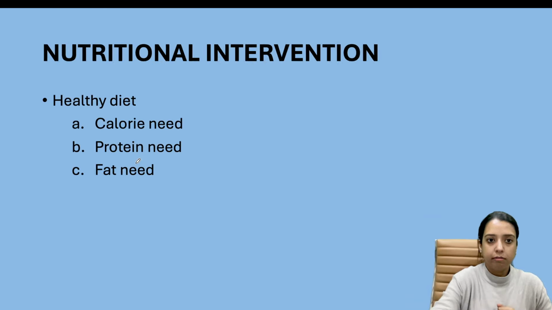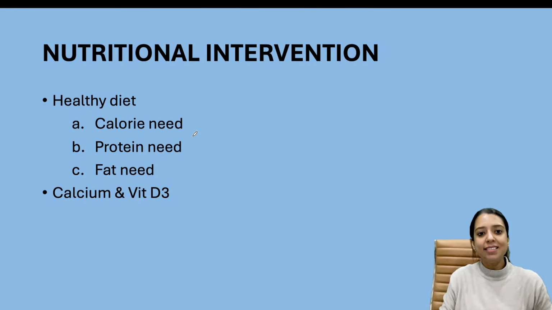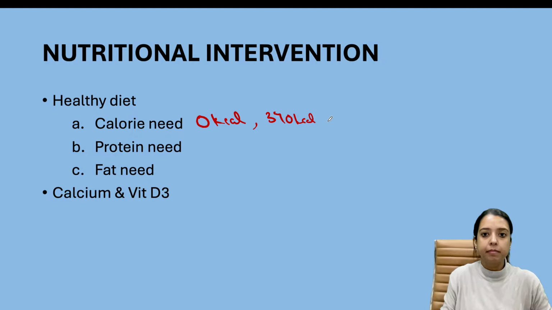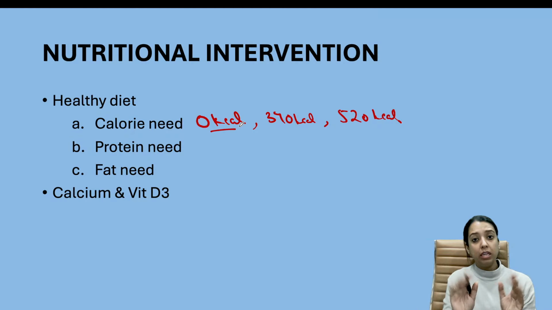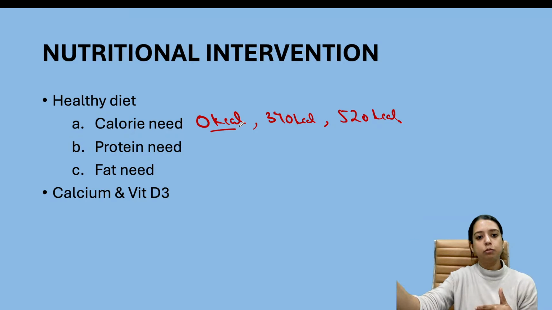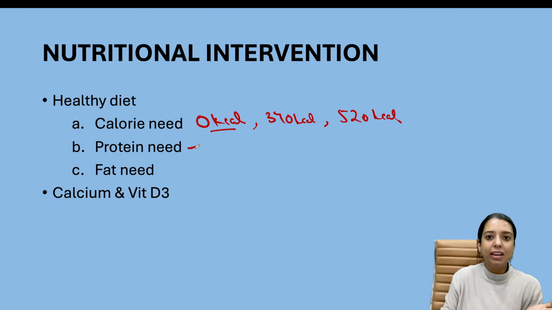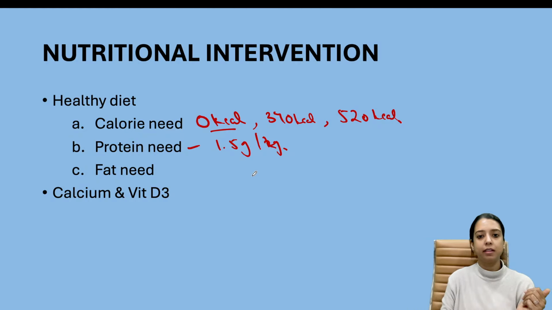Now, advices during pregnancy. Nutritional intervention. Obviously, healthy diet. How much calorie is needed in pregnancy? In first trimester, 0 kilocalorie. How much in second trimester? 340 kilocalorie. Third, 520 kilocalories. So first, second and third trimester, the extra calorie needed is 0 in first trimester. छोटा सा बेबी है, why need extra calorie? 0. Second में 340, उसके बाद increase more. Obviously you need more protein. ठीक है. 1.5 grams per kg of protein is needed in pregnancy per day.